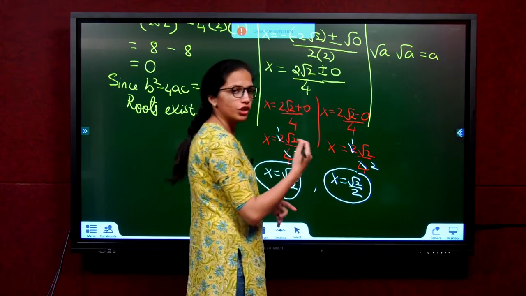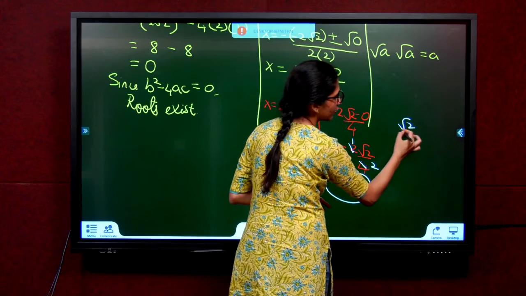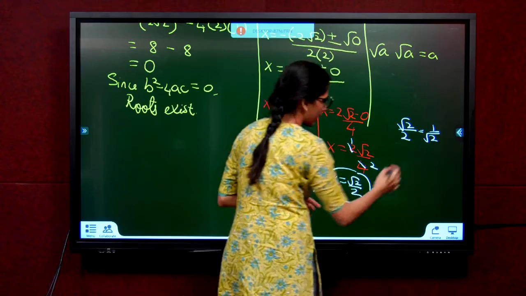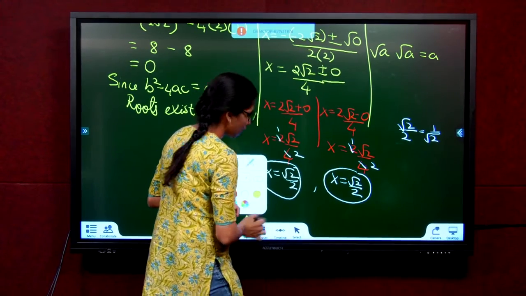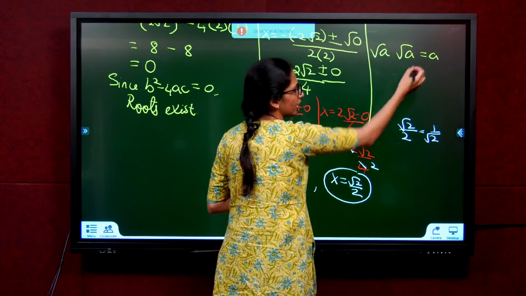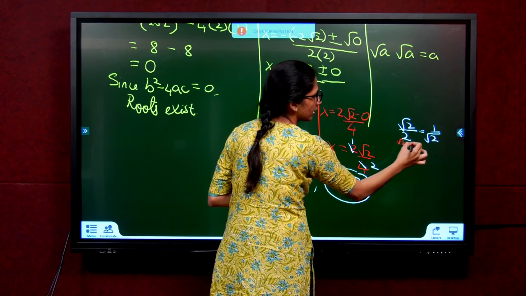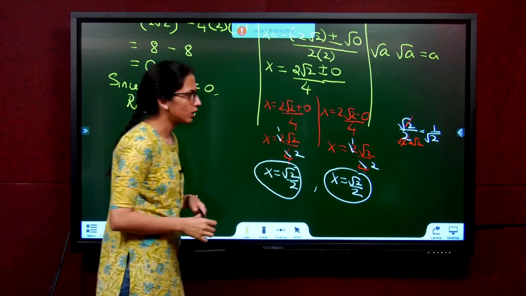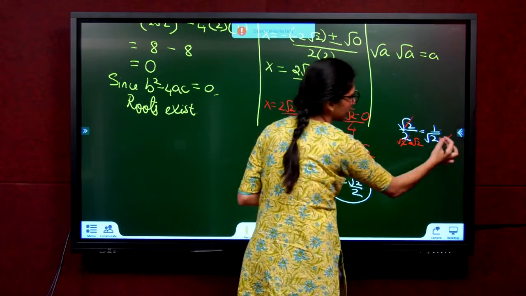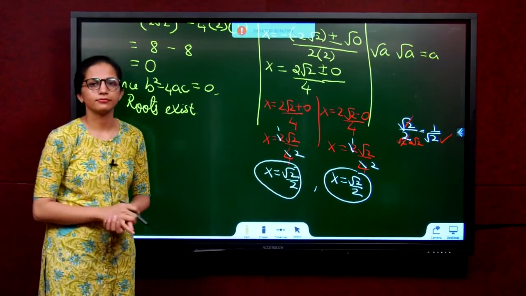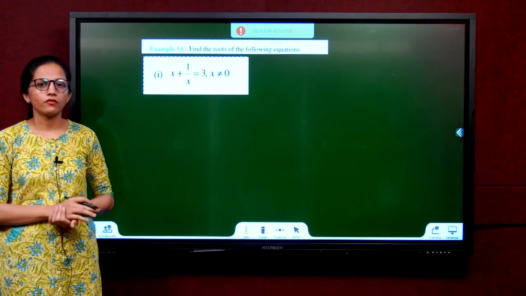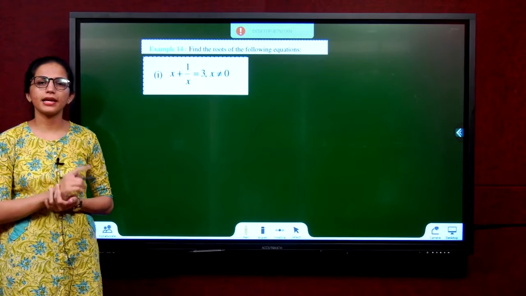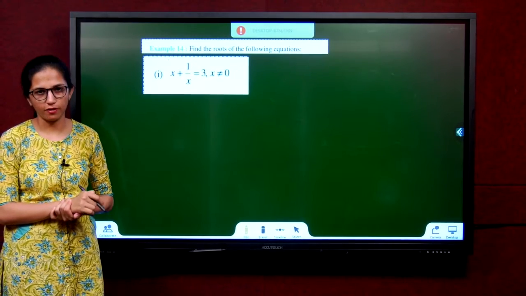In some books, you will also find that they write root 2 by 2 as 1 by root 2. How? What is 2? Root 2 into root 2. Cancel, cancel. You're left with 1 by root 2. This is also correct. From now on, we will first find the value of b square minus 4ac and then apply the quadratic formula.